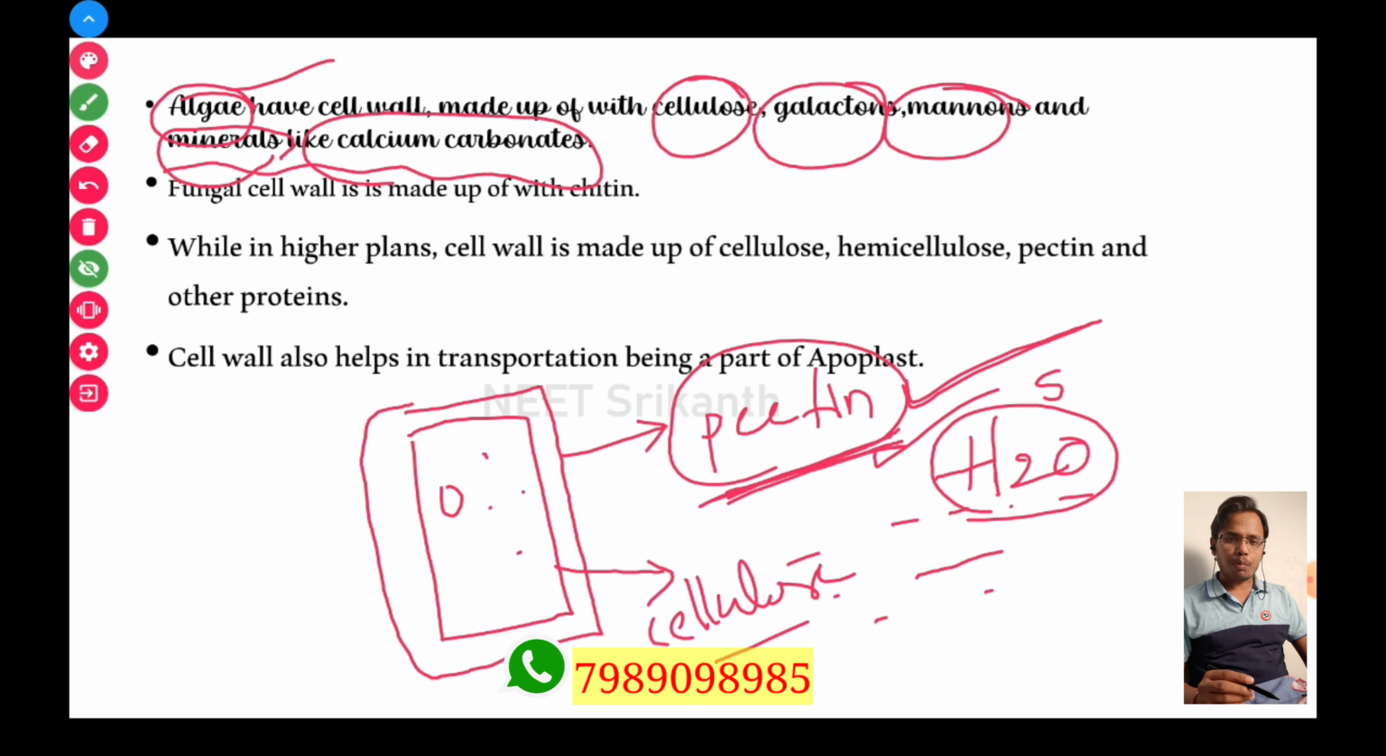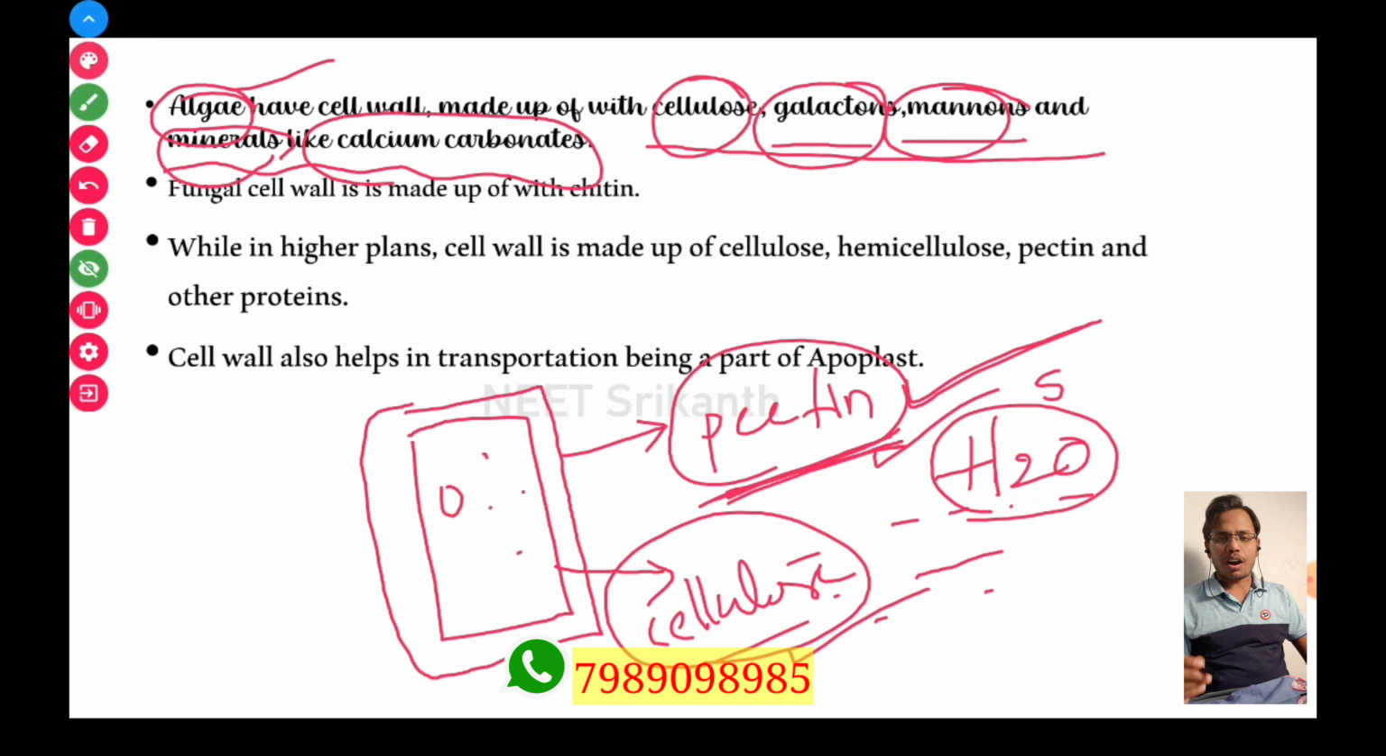What are the cell wall components of the algae? The algal cell wall is majorly made up of cellulose. Along with cellulose, they also have galactans, mannans, and minerals like calcium carbonate present in the cell wall of the algae. Is it clear? What is the composition of the algal cell wall? The outermost layer is made up of pectin, and the innermost layer is made up of cellulose, mannans, galactans, and minerals like calcium carbonate. NEET. Is it clear?